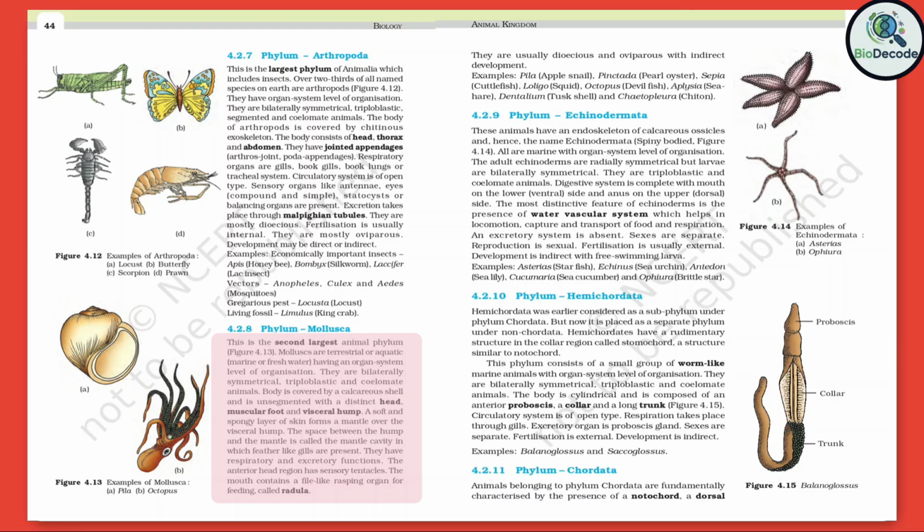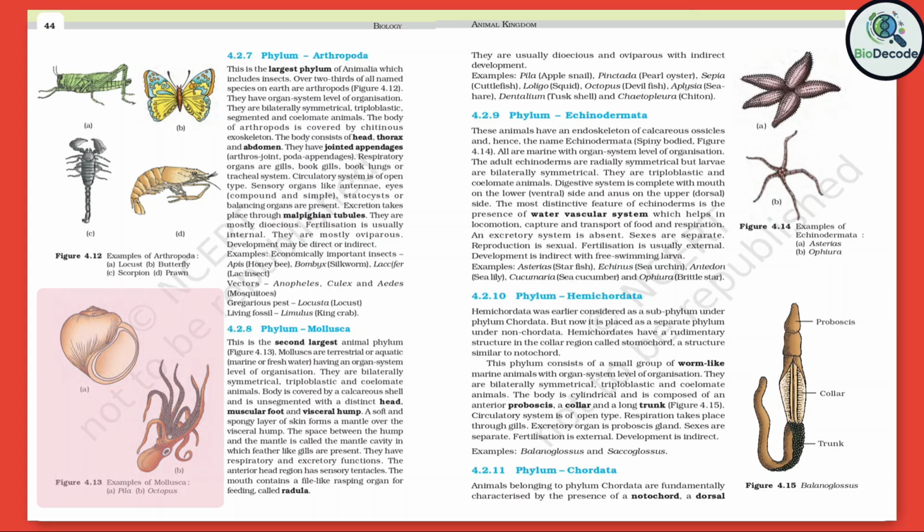They have respiratory and excretory functions. The anterior head region has sensory tentacles. The mouth contains a file-like rasping organ for feeding, called radula. Figure 4.13. Examples of Mollusca: A, Pila; B, octopus. This figure highlights the diversity of soft-bodied animals under Phylum Mollusca.